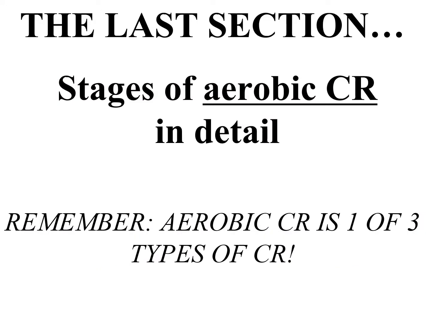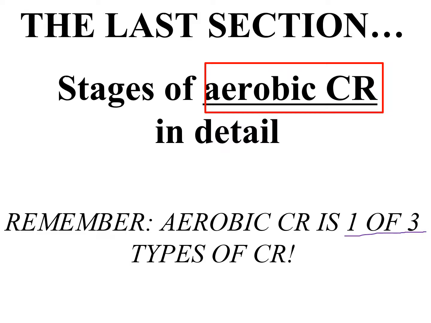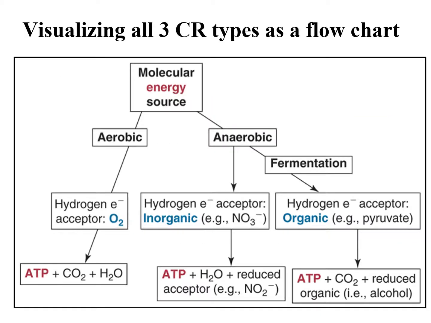The last section that we looked at was looking specifically at the stages of aerobic cellular respiration in detail. But remember, aerobic is only one of 3 types of cell respiration. So we can visualize the 3 types in this flowchart. We start off with a molecular energy source, meaning food. And then if we have oxygen present and the organism uses oxygen, that's supposed to be an O2, we'll go through aerobic. So that was the first type that we just talked about. And the aerobic respiration, you can follow these and read them, but I'm going to skip over them for right now.